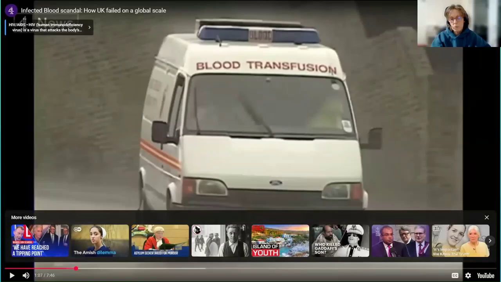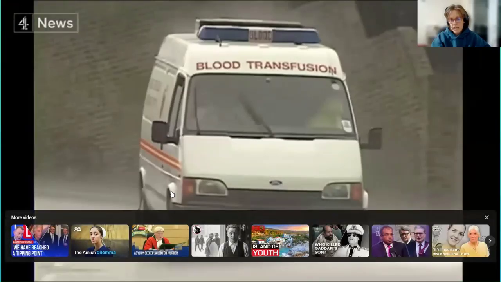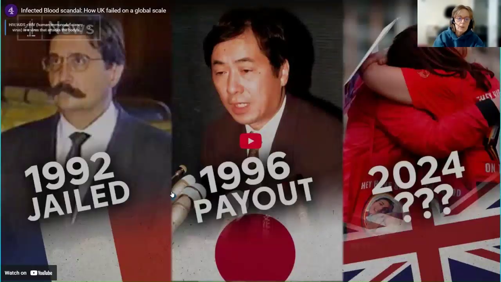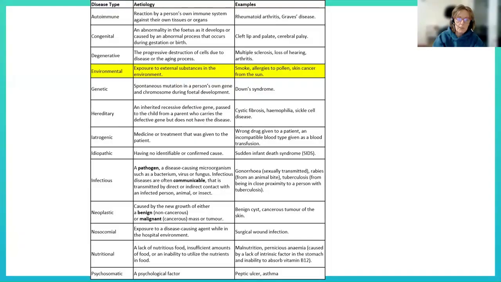So there you go. What happened was in the 70s and 80s, people in the UK were given blood that was infected with HIV, or blood products that were infected with HIV. And the government knew about this for quite some time.